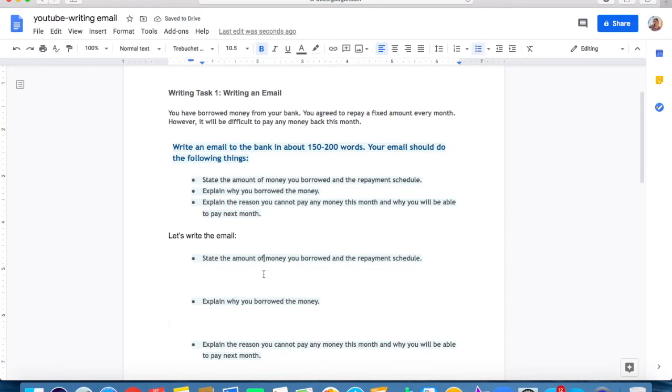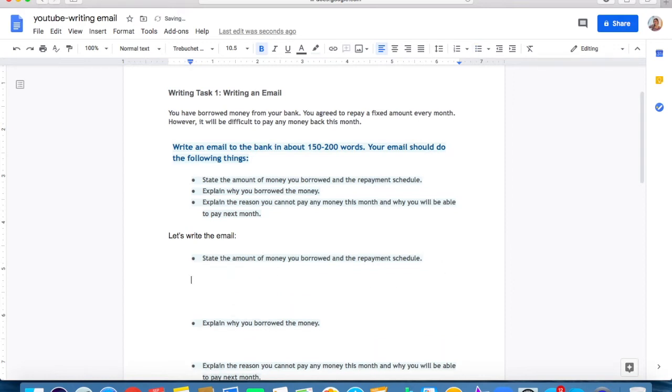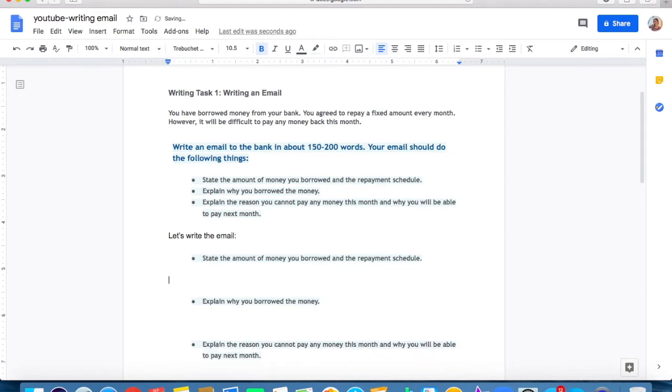Okay. State the amount of money you borrowed and the repayment schedule. So right now what's happening is the COVID-19 pandemic. So I think I'm going to work that into this email because it makes it relevant, and it would be a pretty good reason to not be able to pay your bank back for something.